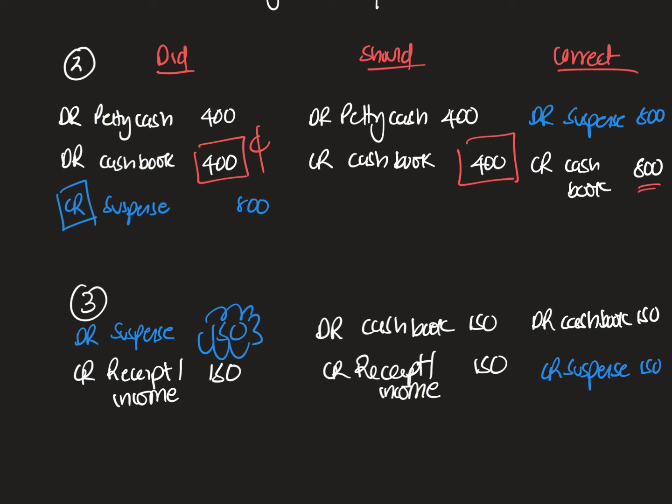Now you can quite easily see here that with both the transactions where a suspense account was required, you're debiting suspense 800 and then you're crediting suspense 150, which according to this question is option 4. I hope that helps you with your answer.